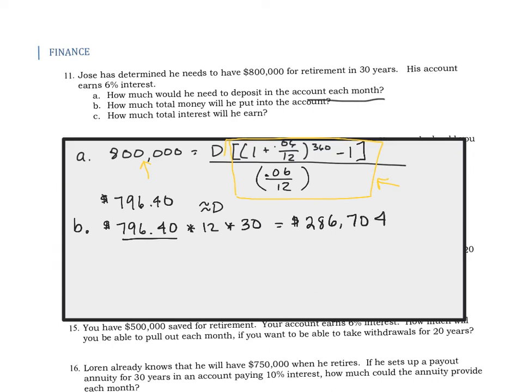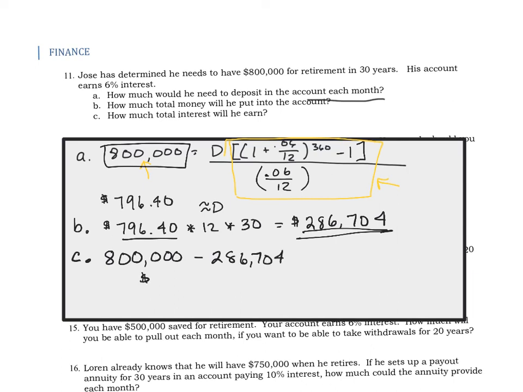So how much total interest will he earn? Well, goodness, this is how much he ends up with, right? This is how much he actually put in. That difference is going to be interest. So we'll subtract the two. And we get $513,296.